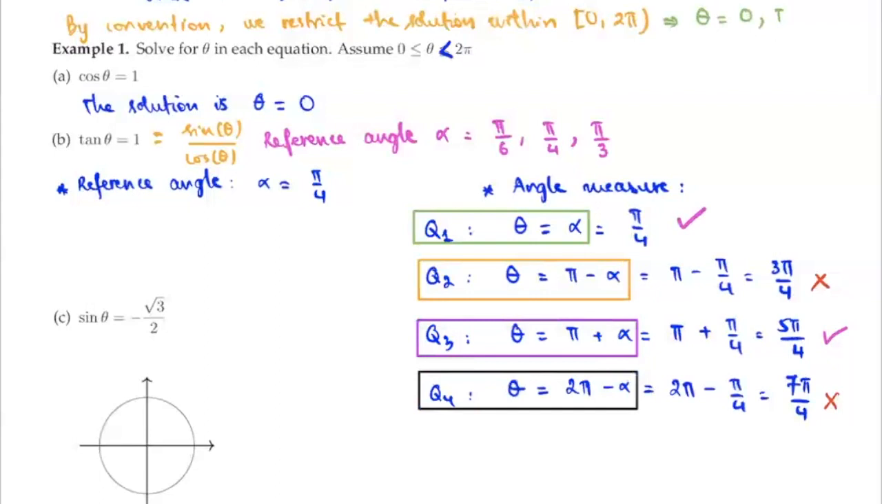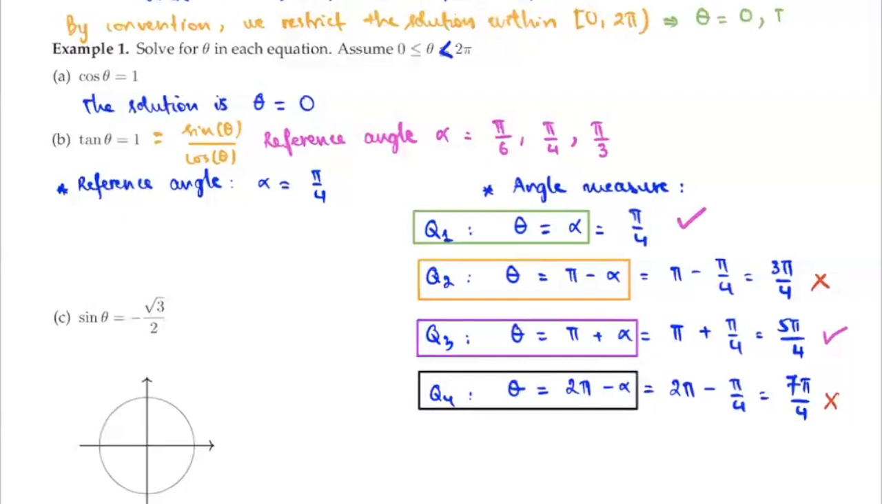That's the first thing that we need to identify, the reference angle. And the second thing that we need to do is the angle measure. Inside the angle measure, you're going to write down the relation between the solution theta and the reference angle. First quadrant, theta equal to alpha. In the second quadrant, theta equal to pi minus alpha. In the third quadrant, theta equal to pi plus alpha. And in the fourth quadrant, theta equal to 2 pi minus alpha.